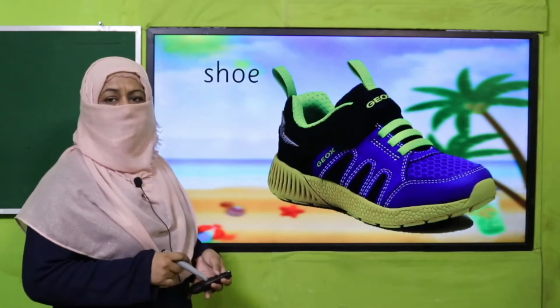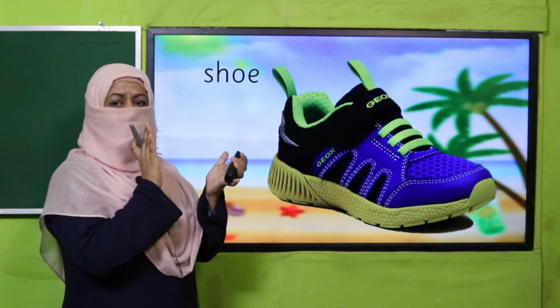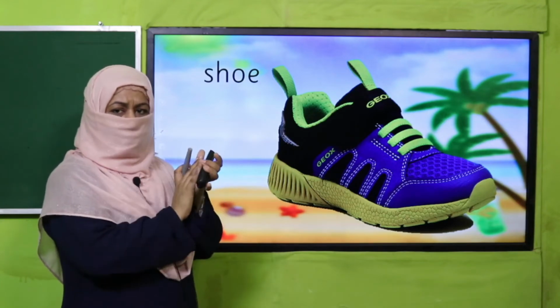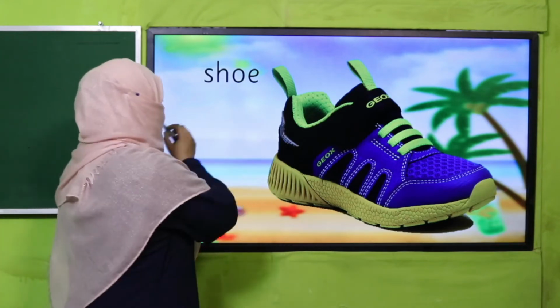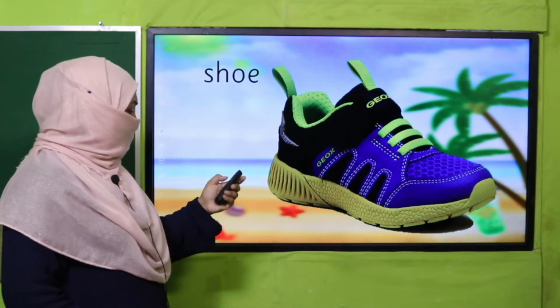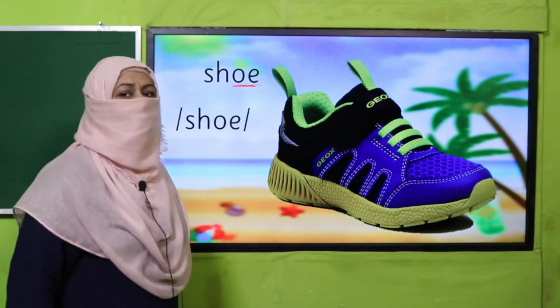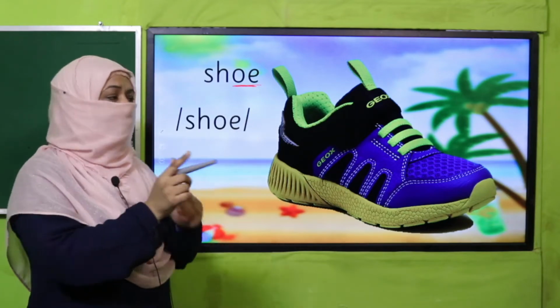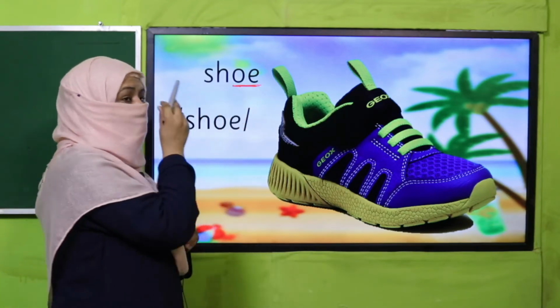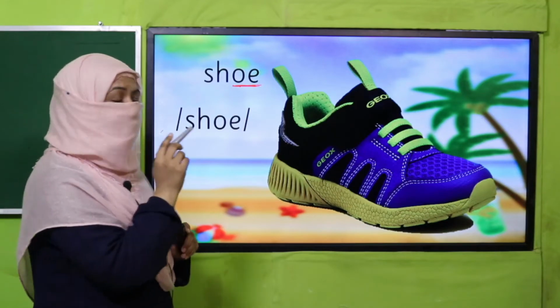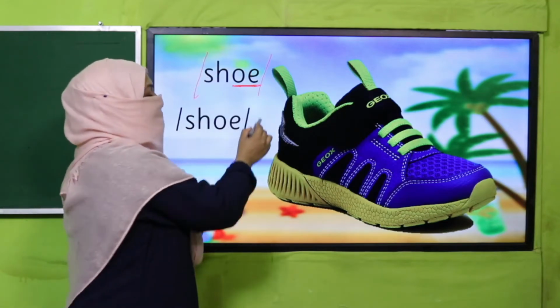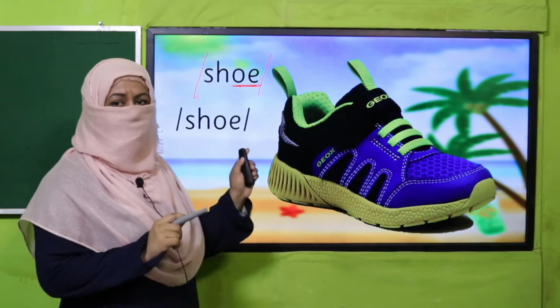Look at this. How do we say it? Shoe. So how many syllables are there? There is one syllable. So what I'm telling you is, don't be confused by how many vowel letters there are. Focus on the sound. Though there are two vowels, it is giving one sound. That's why it's a one syllable word.